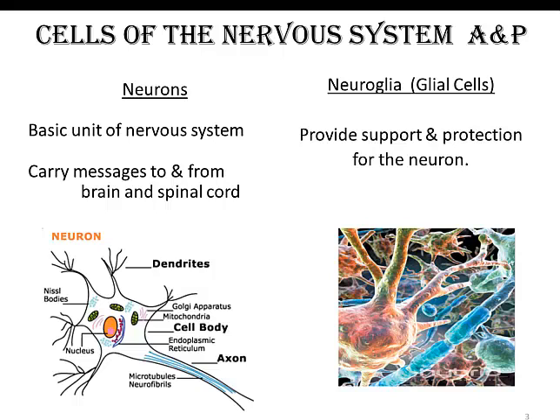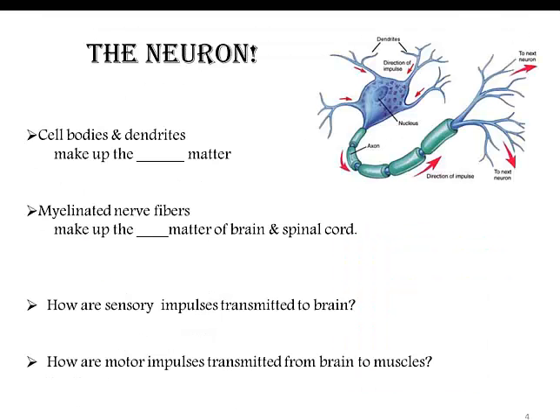The neurons are the basic unit of the nervous system. They carry messages to and from the brain and spinal cord. The message is carried from the dendrites to the cell body, to the axon, and away from the cell body. The neuroglial cells provide support and protection for the neuron. They outnumber neurons by 50 to 1. That's impressive. The neuron is responsible for neurotransmission.